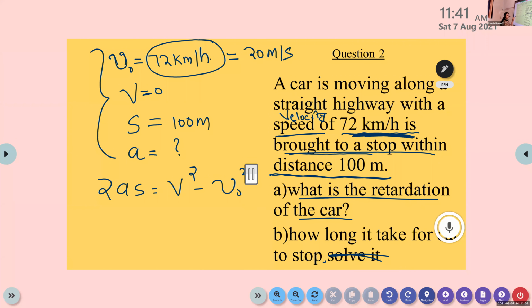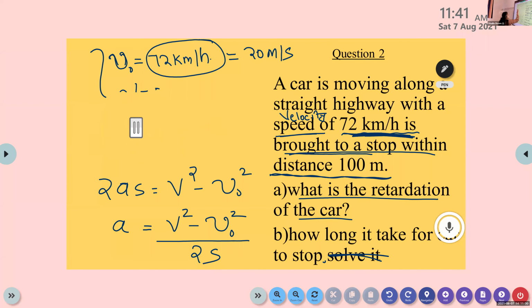Again, here we want to find out acceleration. So rearrange this equation. Acceleration is equal to v square minus v0 square, divided by 2s. Now we can substitute all the values into this equation.